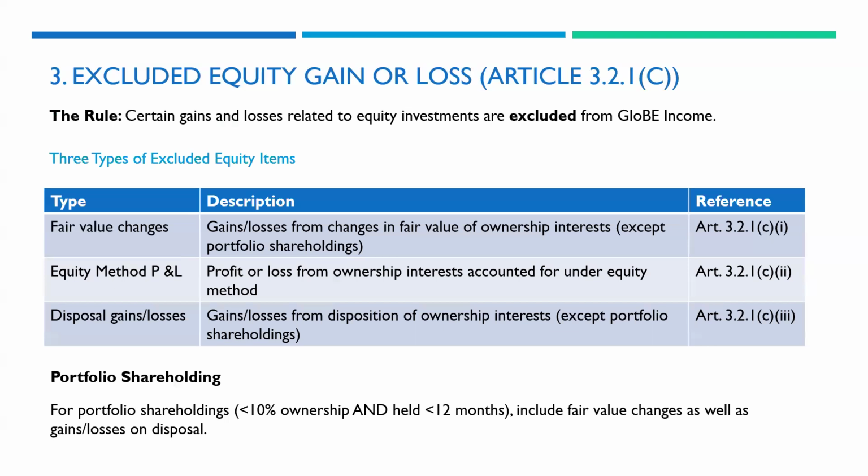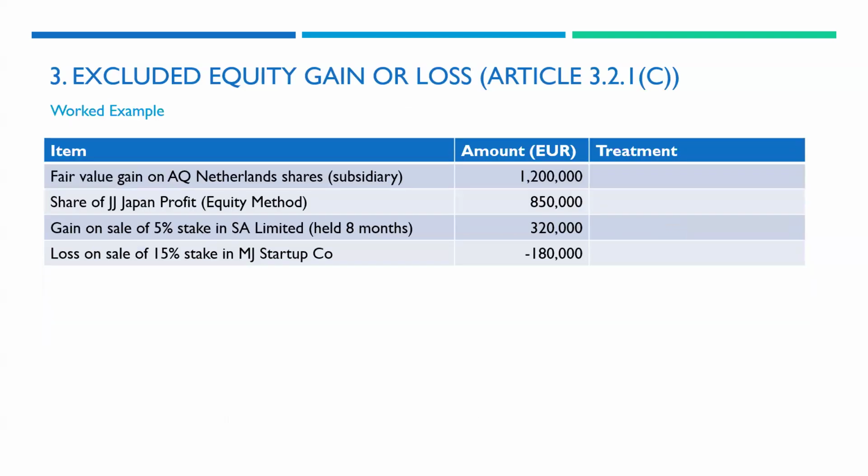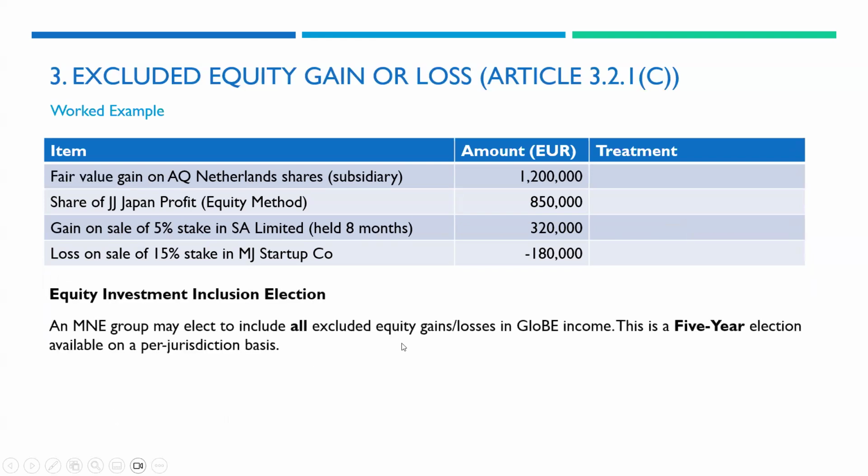I don't need to cherry pick and do plus or minus like how we did in this example. I can take an option that everything would be included, except the equity method part. Clear? So that will save a lot of compliance costs. And of course, like the dividend part, it is a 5-year election available on a per jurisdiction basis. So that means even if you opt in one jurisdiction, you can opt out in another jurisdiction. Okay, clear?